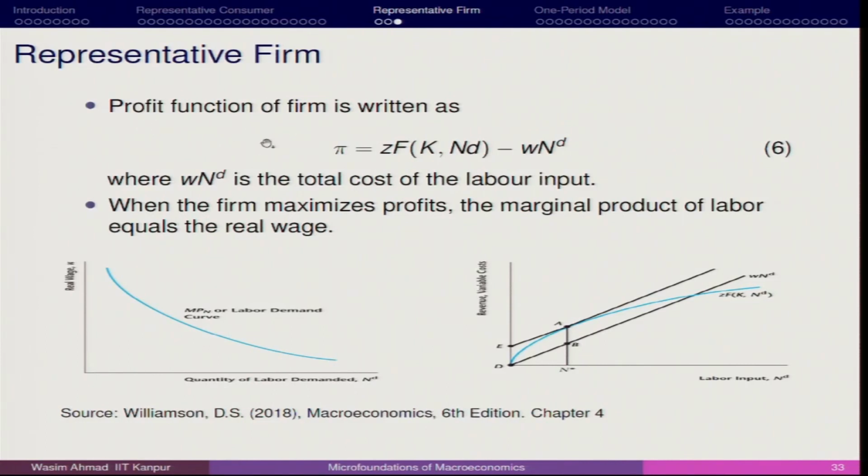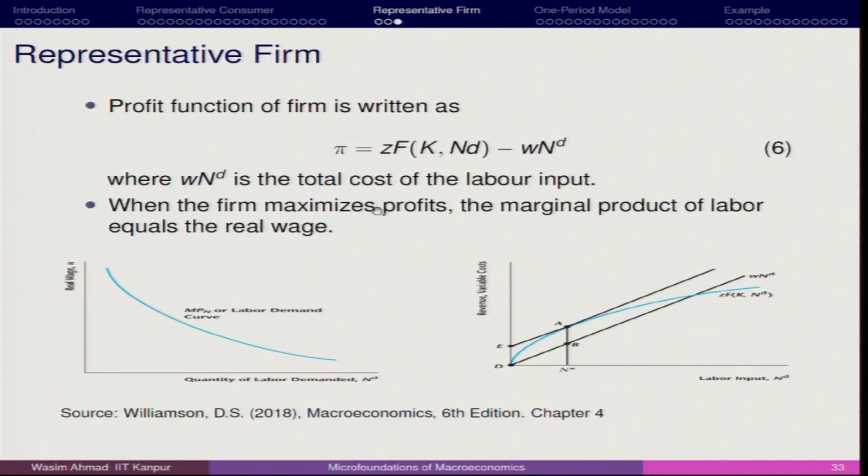Now here we define the profit function, which is pi. It is nothing but Z F(K, N^d), where N^d is the demand for labor, minus W N^d. This is the amount of income, or the labor share, the amount that the labor is receiving. This is the productivity factor, this is the demand for labor, and this is the capital that this representative agent is having, and here W N^d is the total cost of the labor input.